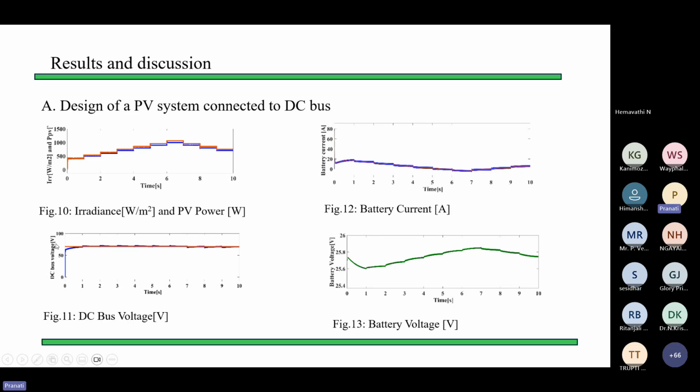Now, DC bus voltage, we have seen this one, 70 volt, it needs to be kept constant. Now, this is the variation in the battery voltage when it is charging and when it is discharging. When it is charging, battery voltage goes on increasing. And then when it is discharging, battery voltage goes on decreasing.